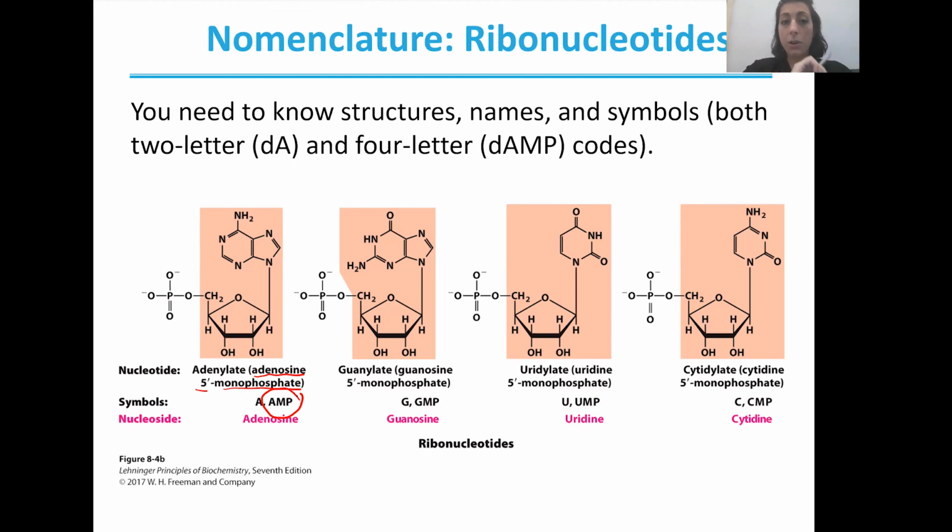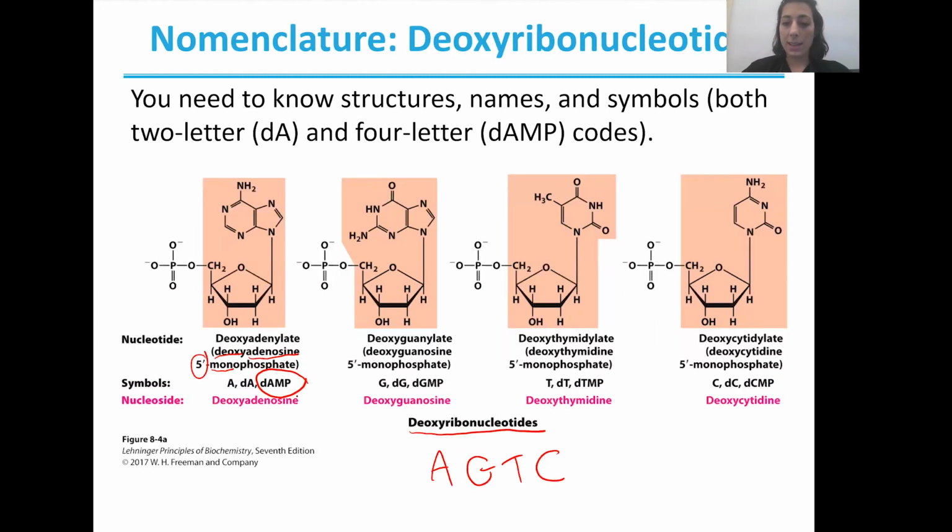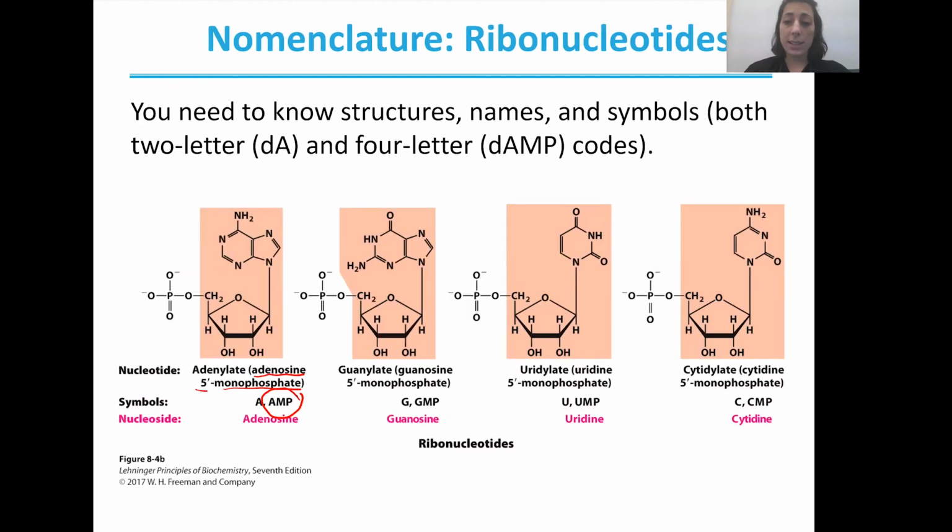So know your structures, know what the structure means, what it looks like, know the name, this adenosine 5' monophosphate, for example, and know the symbol, know what it means if I say dTMP versus CMP.